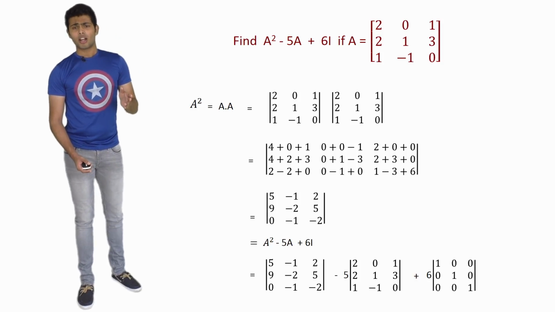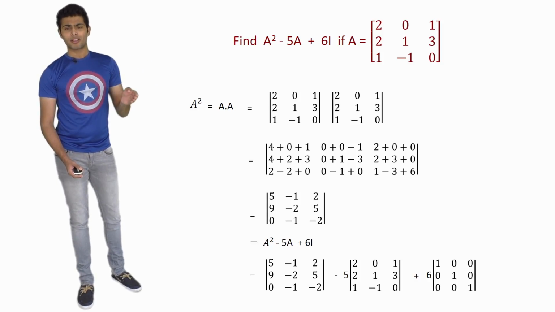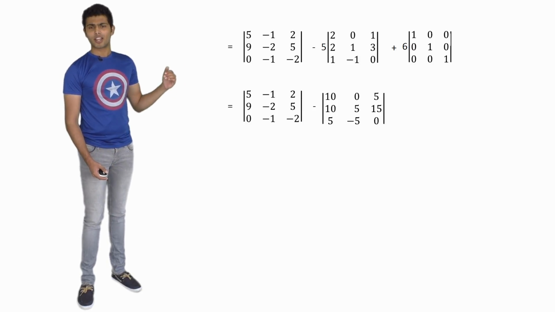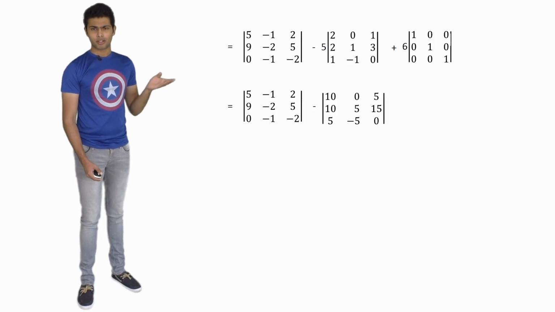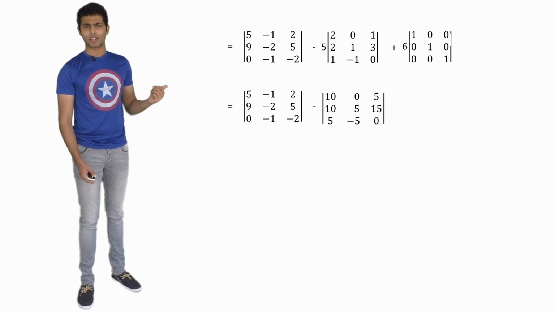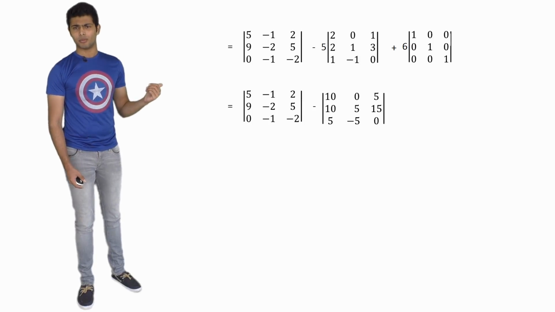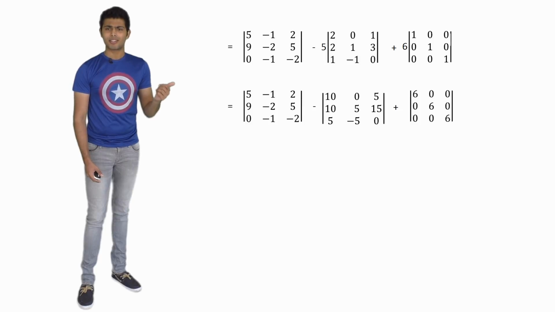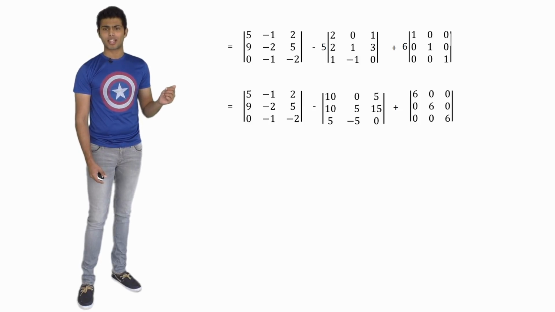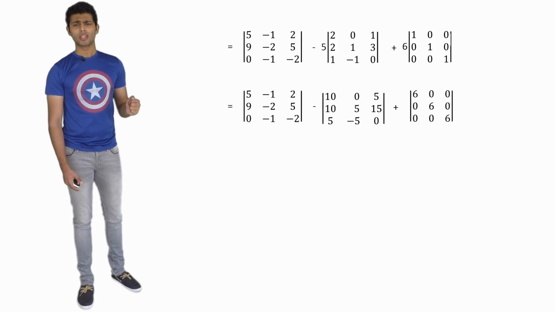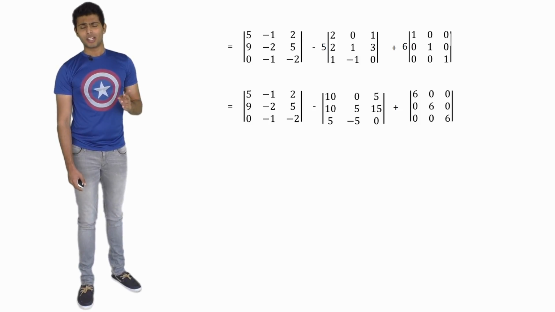Now all we are going to do is multiply the 5 into the matrix and the 6 into the respective matrix. We multiply 5 into the matrix and we get this matrix over here, where the first row is 10, 0 and 5, the second row is 10, 5 and 15, and the third row is 5, minus 5 and 0. And by multiplying 6 into the identity matrix, we have the matrix 6, 0, 0, 0, 6, 0 and 0, 0, 6. So now it's just simple addition and subtraction.